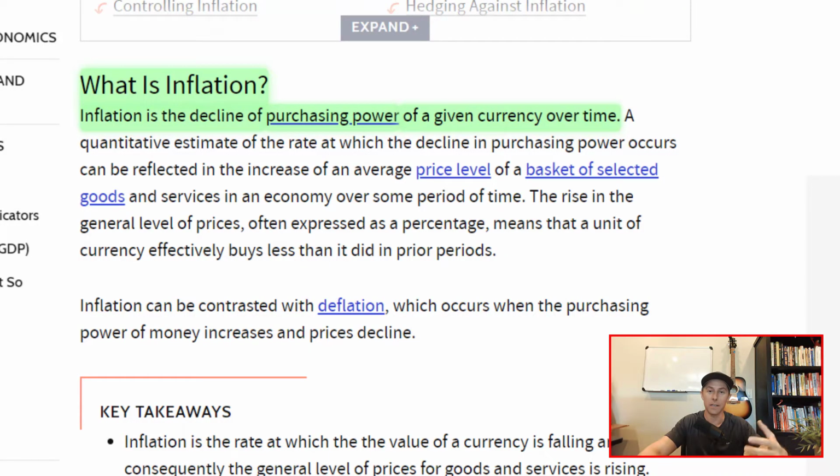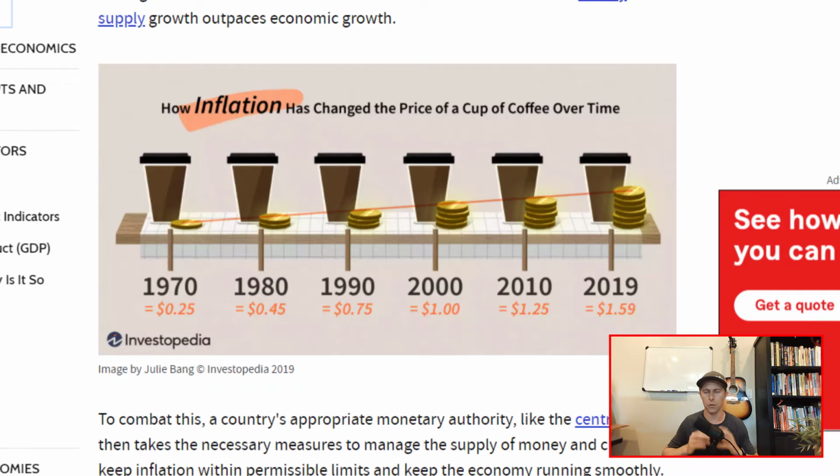I'm going to use Investopedia to help me explain the concept of inflation. So very simply put, inflation is the decline of purchasing power of a given currency over time. To keep things super simple and illustrate how inflation works and how it erodes your purchasing power, we are going to look at a chart that Investopedia provided showing how inflation has changed the price of a cup of coffee over time. So the currency in question here is the dollar. The timeline is roughly 50 years, and the good that we are trying to purchase is a cup of coffee.